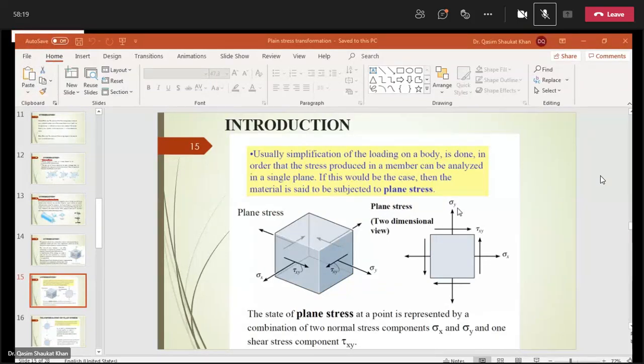If this book is not opening, I will send you the OneDrive link as well, so that you can download it.